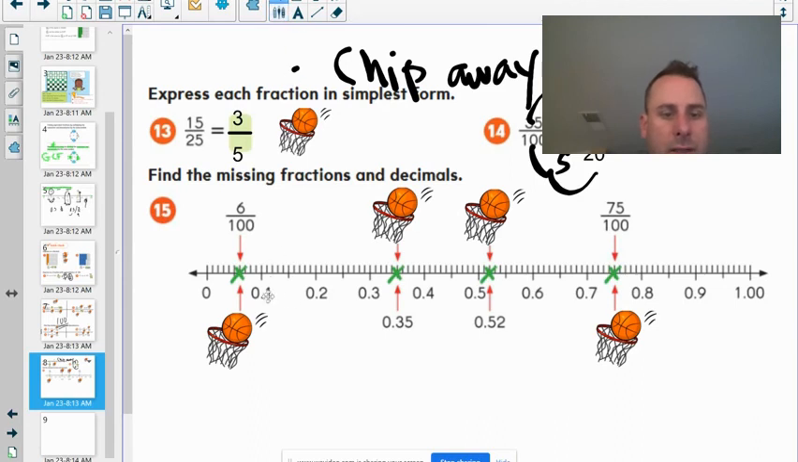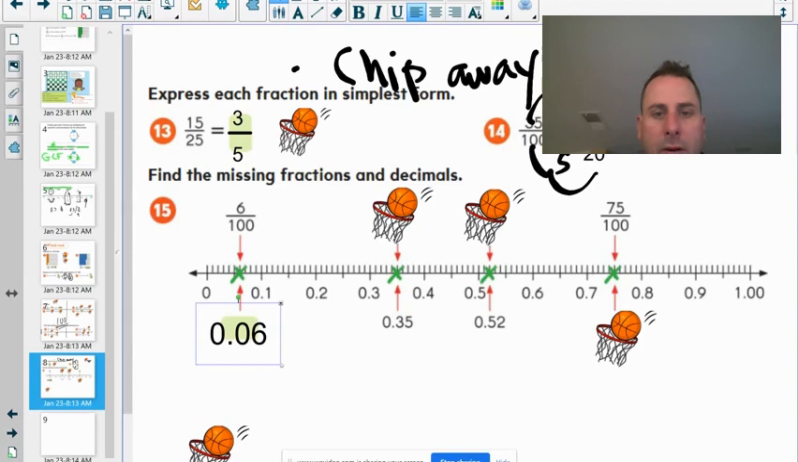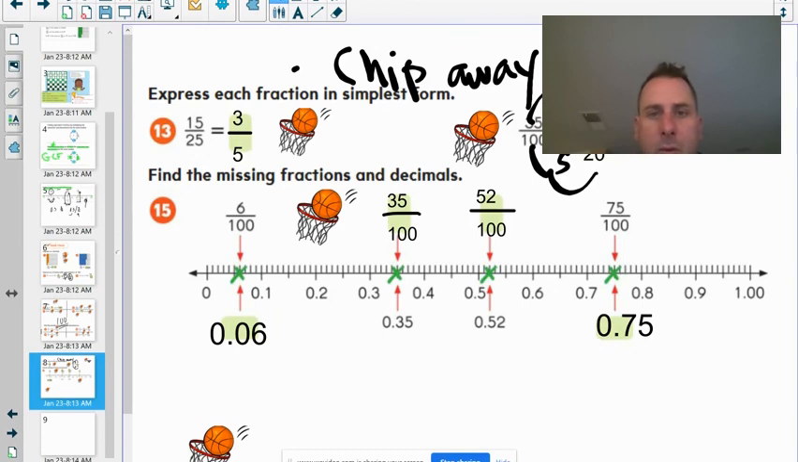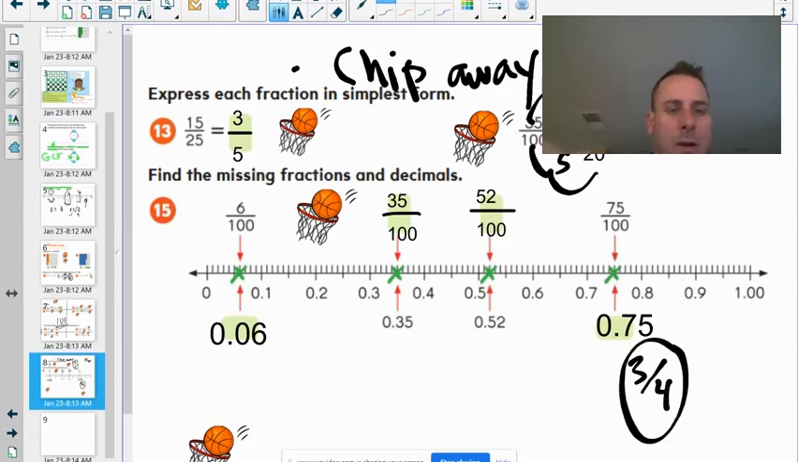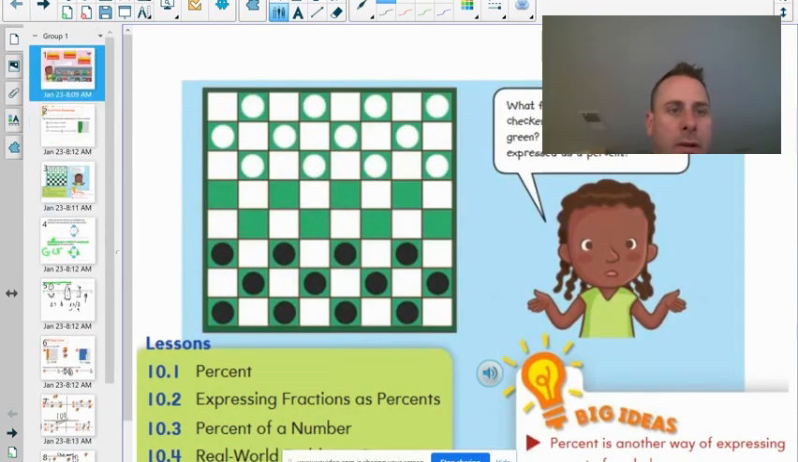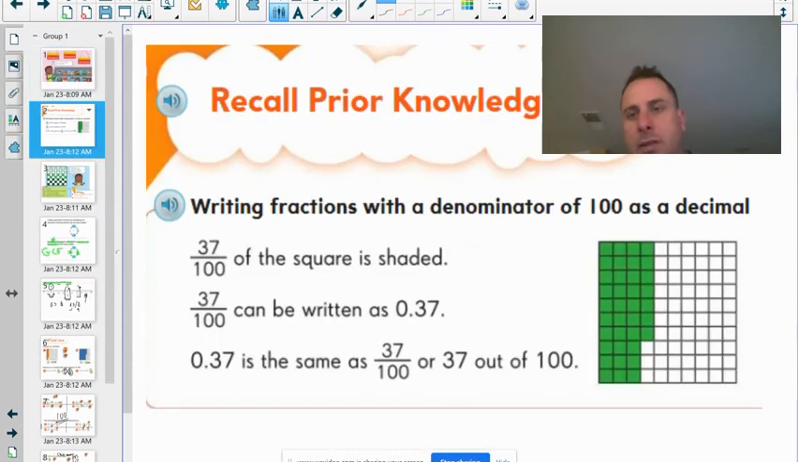All right, 6 hundredths is 0.06. 35 hundredths is 35 over 100. 52 hundredths is 52 over 100. 75 hundredths is 0.75. All right, and of course, this is a really good one to know as a fraction, 3/4. All right, so we took a quick overview at fractions, decimals, and percents.